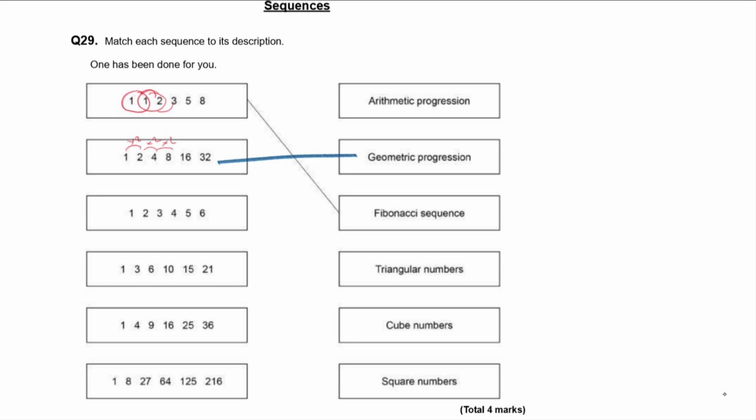1, 2, 3, 4, 5, 6. That's just an arithmetic progression, isn't it? It's going up in ones each time. Plus 1, and so on. 1, 3, 6, 10, 15, 21. I recognize that sequence. It's the triangle numbers. Yeah, so you just kind of have to recognize the patterns of those ones. 1, 4, 9, 16, 25, 36, that's the squares, and 1, 8, 27, 64, that's the cubes. Okay.